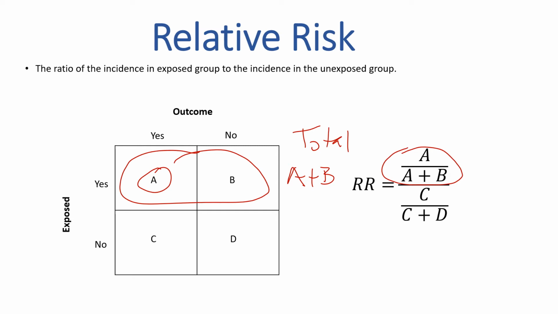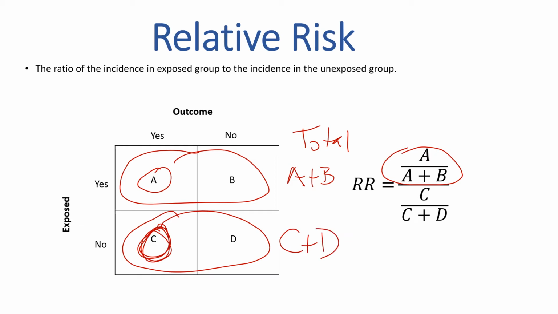And then we compare that to the incidence of disease among the unexposed. So incidence of disease among the unexposed is C, and then we divide that by the total of the unexposed. So we've got that relative risk there. We're still using those 2x2 tables, but it's slightly different. The odds ratio involves the odds of people with disease being exposed, and relative risk compares the incidence of the disease among the exposed and the unexposed.